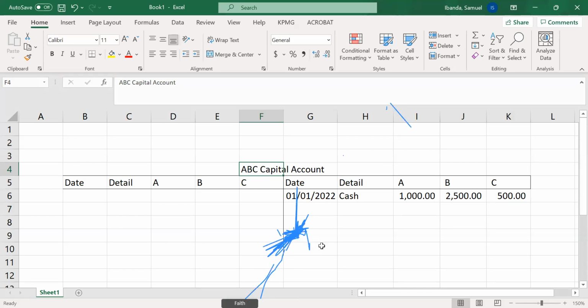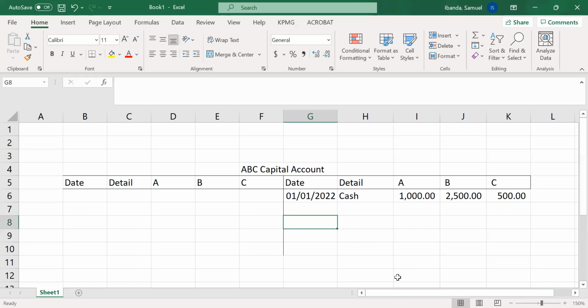Faith, make sure you don't move your mouse because it distracts the class. I'll just try to share.